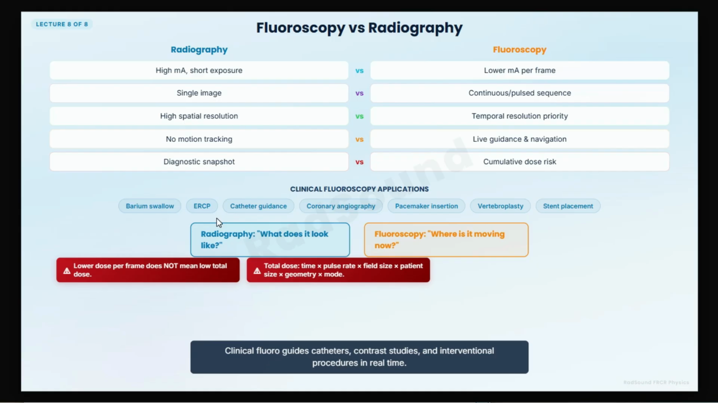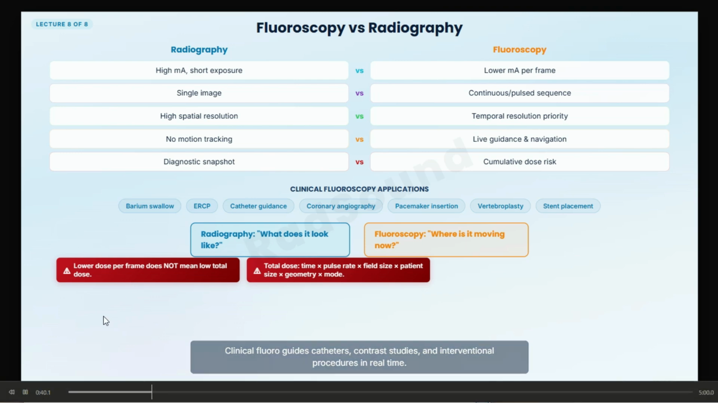So lower dose per frame does not mean low total dose cumulatively. The total dose equals time multiplied by pulse rate, multiplied by field size, multiplied by the patient size also. So the larger the patient, the larger the field, the higher the pulse rate and the timing, also the geometric mode. All of them cumulatively will give us the cumulative dose for fluoroscopy. So fluoroscopy could be a bit higher dose if not well monitored. Despite all the monitoring, mostly fluoroscopy will have a higher dose than radiography.